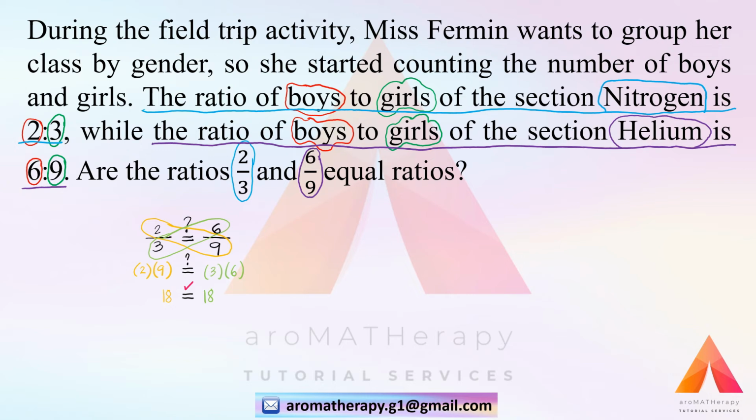Understood? Why are they equal ratios? Take a look at their cross products. Their cross products are equal, so this means that they are equal ratios, and therefore they are proportion.